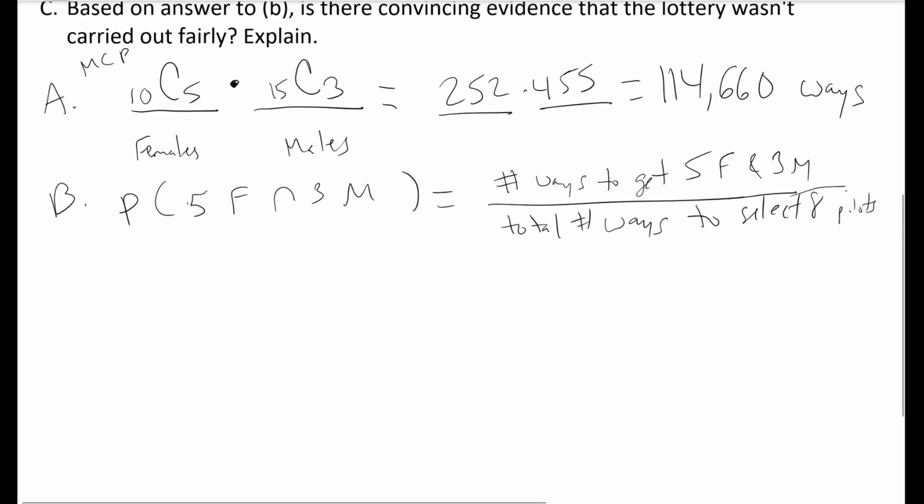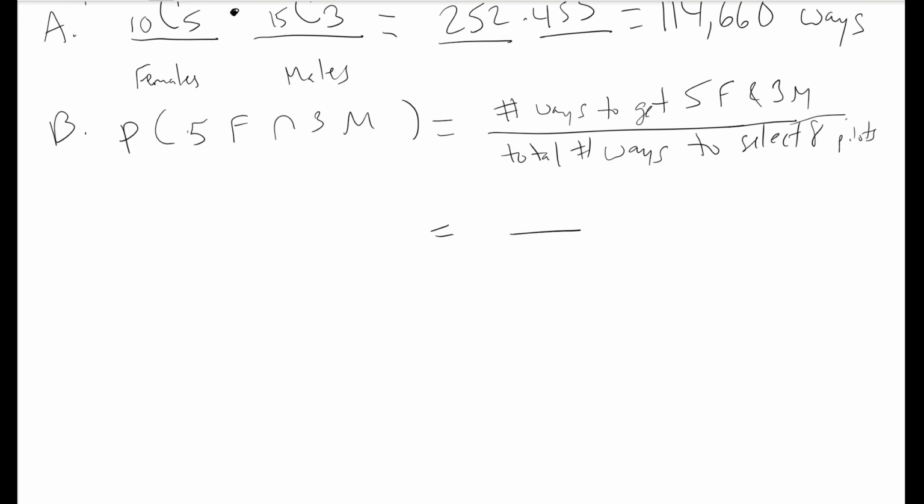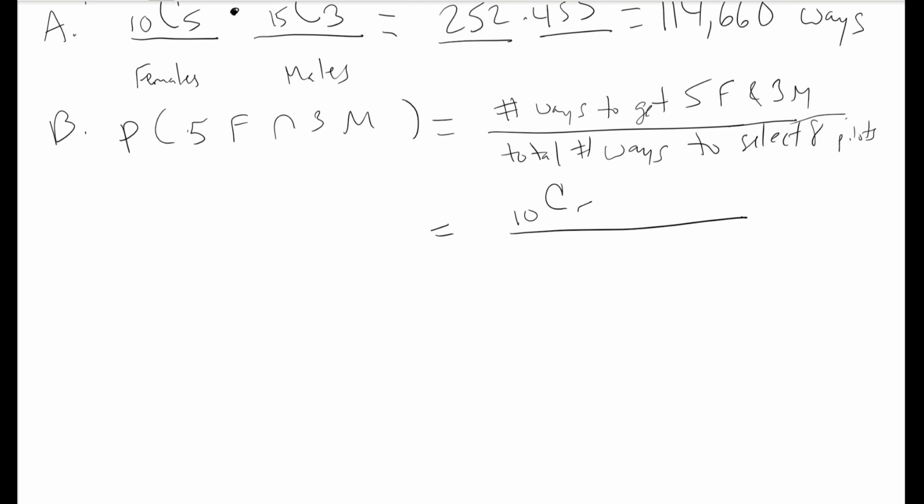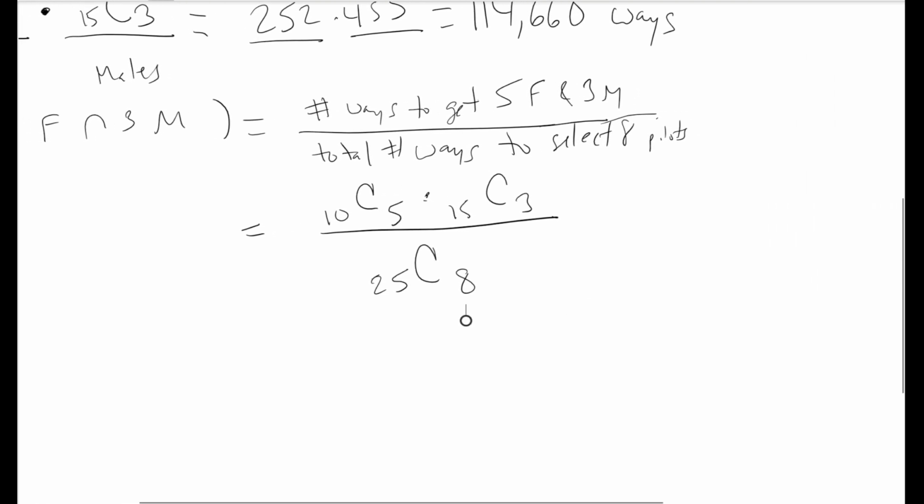Okay, so we chose 8 pilots in total. We want to figure out the total number of ways to select all those 8 pilots, regardless of gender, male or female. But in the numerator, we want the number of ways to get that specific selection of 5 females and 3 males. We already did the numerator in part A. That was the 10 choose 5 for the females and the 15 choose 3 for the males, multiplied together. For the total combination, we have 25 people to choose from, and we need to choose 8 in total. That's our denominator.